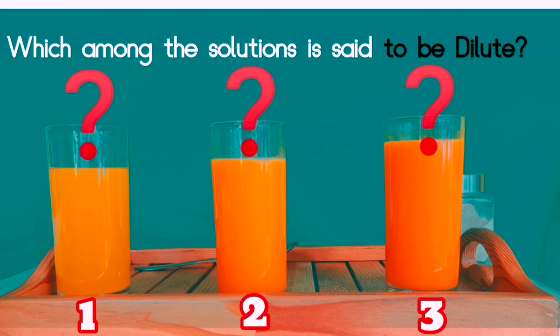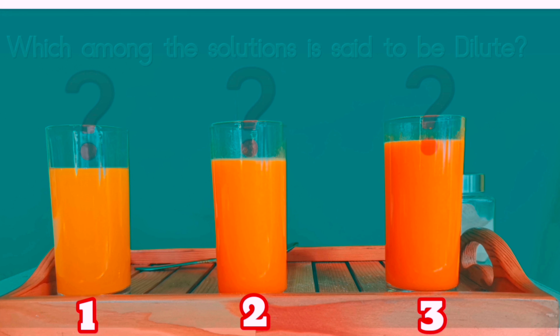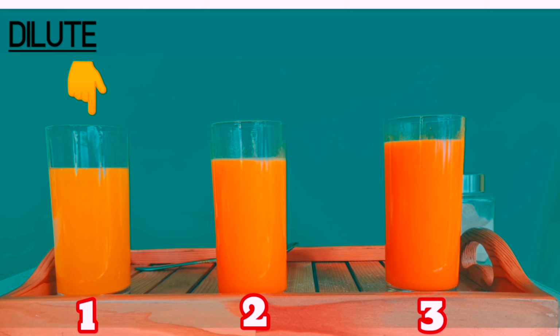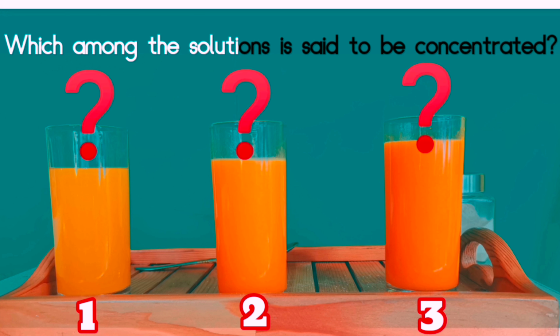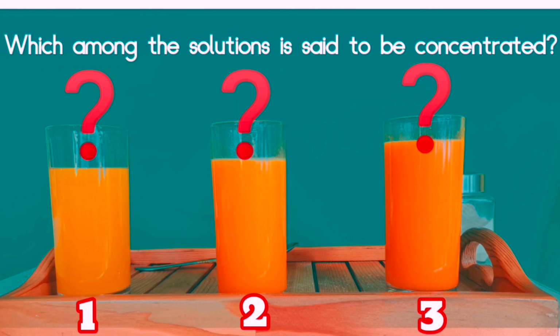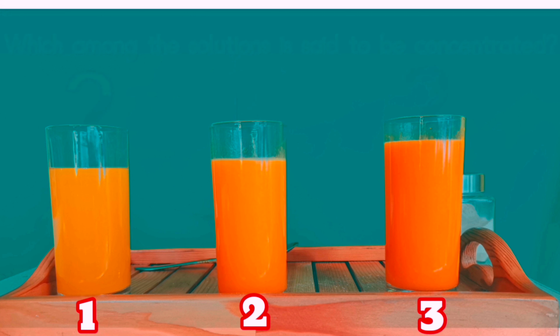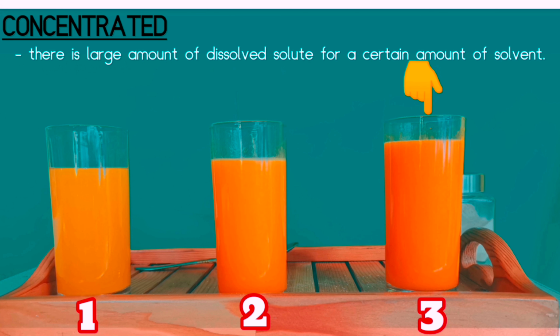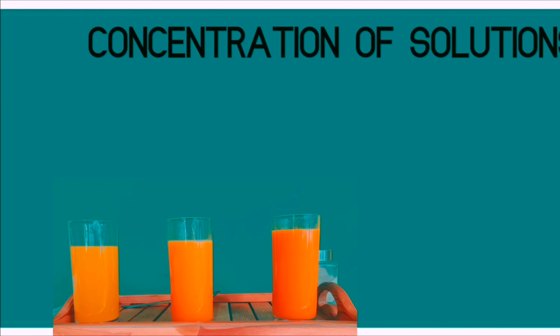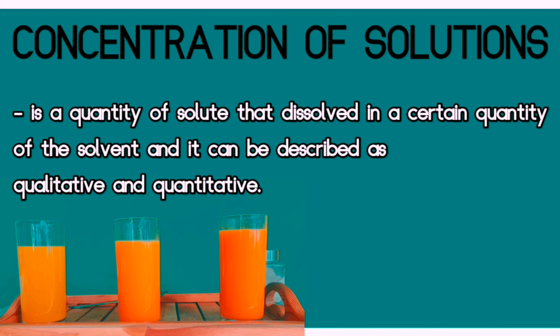Which among the solutions is said to be dilute? Yes, correct! The first glass with a lighter color is a dilute solution because there is a small amount of dissolved solute for a certain amount of water. Which among the solutions is said to be concentrated? Okay, yes, it is the third glass. A concentrated solution is the darkest in color because there is a large amount of dissolved solute for a certain amount of solvent. The concentration of a solution is the quantity of solute that dissolves in a certain quantity of solvent.